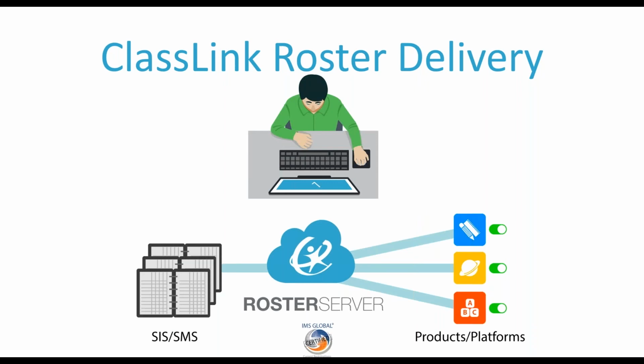The way that this works now is we provide a roster server that takes files from your SIS and formats them in the one roster file format, and then sends them out to all of the various publishers. Again, it has a built-in FTP client. You can either send CSVs, or the vendor can fetch the files via REST API, which is the preferable method.